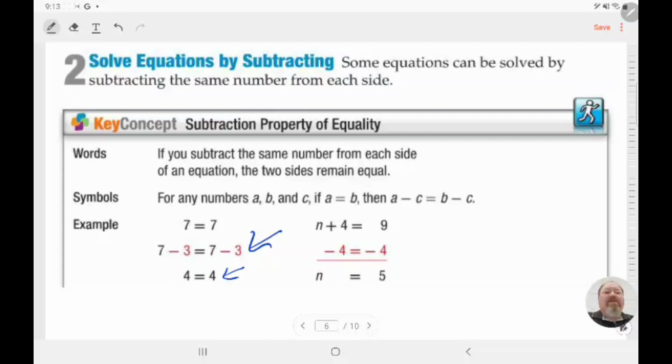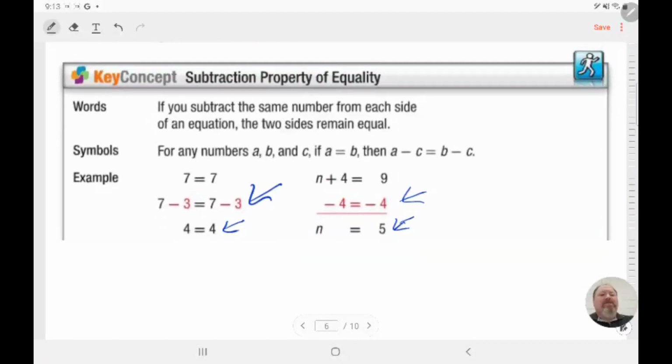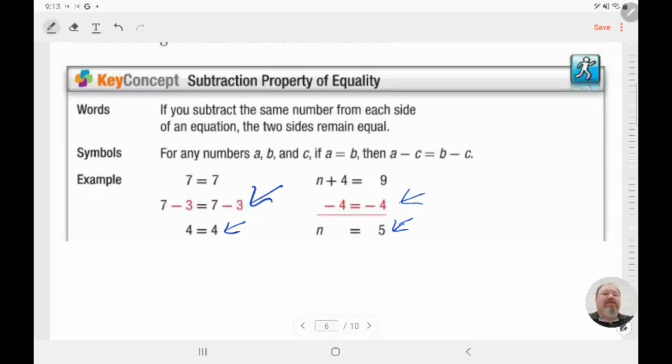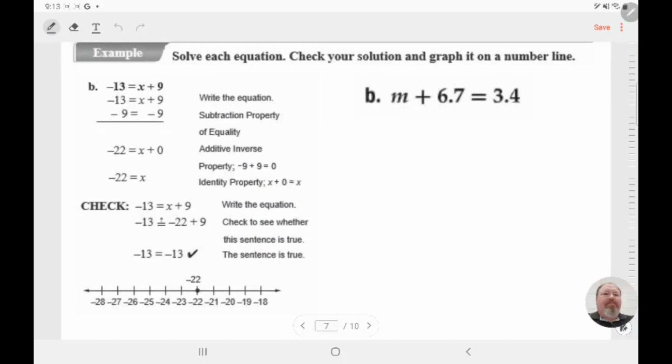Same thing with an equation. If I subtract 4 from both sides of n plus 4 equals 9, I would get n equals 5. Okay? So still the same. If I plug 5 back into n, I would have 9 equals 9. All right. So let's look at this. If we have the same three things we need to find, solve the equation, check the solution, and then graph it on a number line.